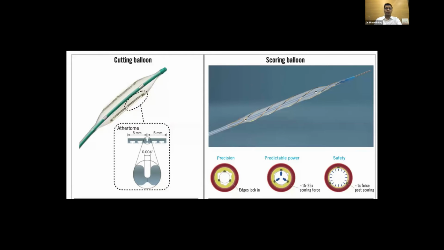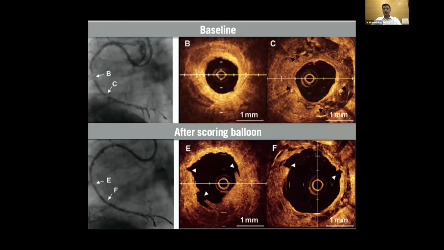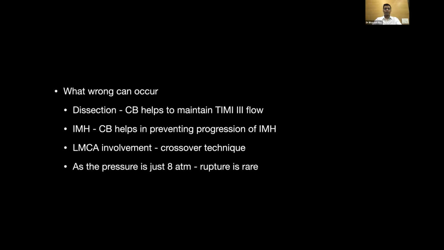What is the cutting balloon? Just for the knowledge of our non-cardiologist friends, it is a balloon with blades over it, and the scoring balloon has helical wraparound wires which can cut through the intima and expand. So this is how these OCT images look. This is basically an in-stent restenosis image, where we see the pre-lesion, pre-dilatation and post-dilatation images, and we can see the controlled dissection plane created. And these are other images of the right coronary artery of a de novo lesion.